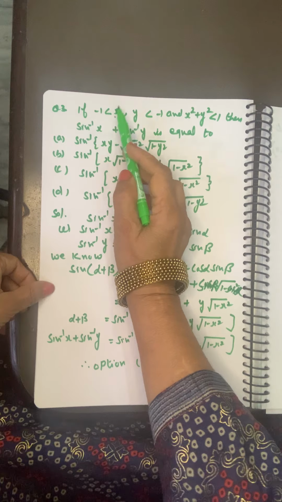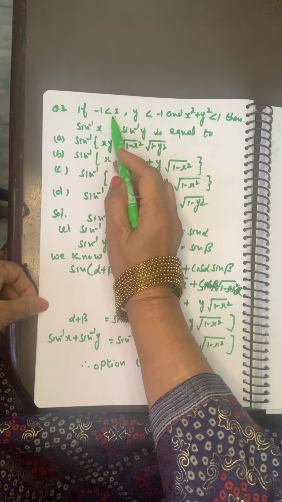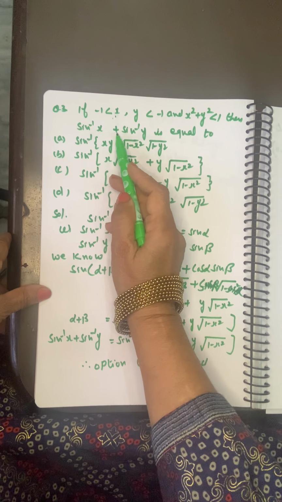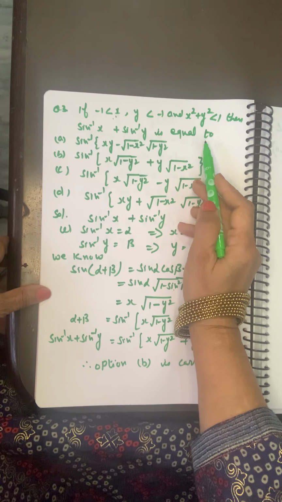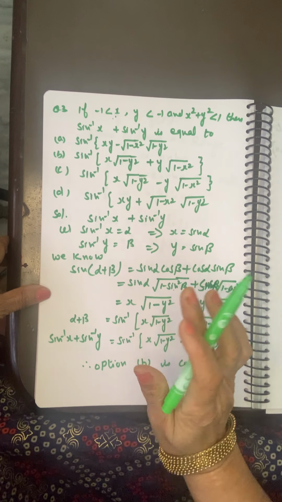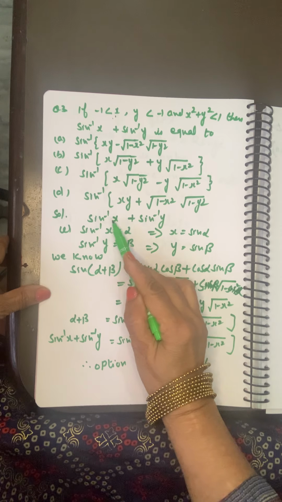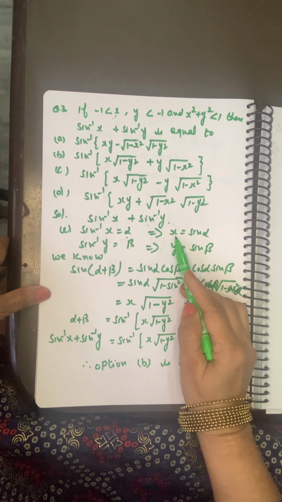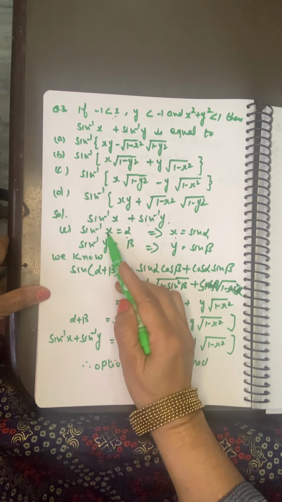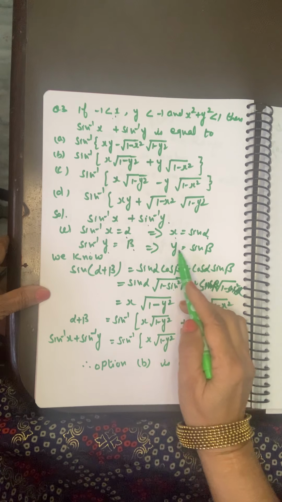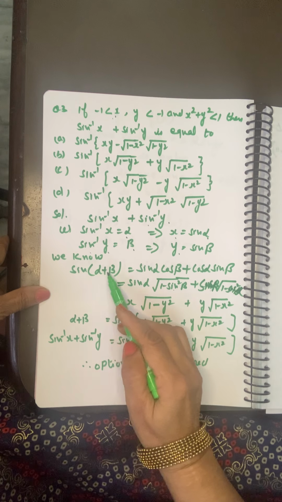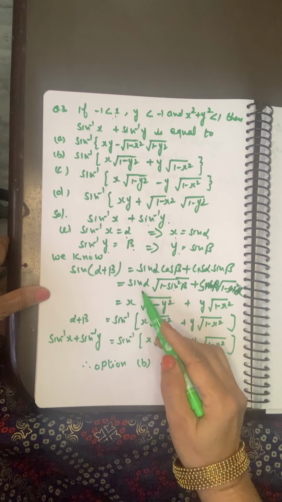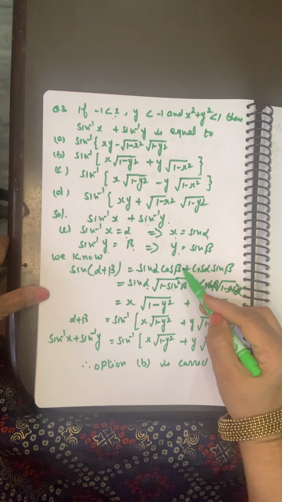If x is greater than minus 1 and y is less than minus 1 and x square plus y is less than 1, then sin inverse x plus sin inverse y is equal to, and again we have been given 4 options. One option is correct. Take sin inverse x equal to alpha. Here we will get x equal to sin alpha. Sin inverse y equal to beta. This implies y equal to sin beta. We know the formula sin(alpha plus beta) equals sin alpha cos beta plus cos alpha sin beta. So sin alpha, put the value of cos beta.